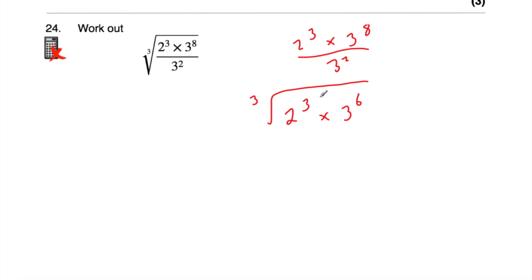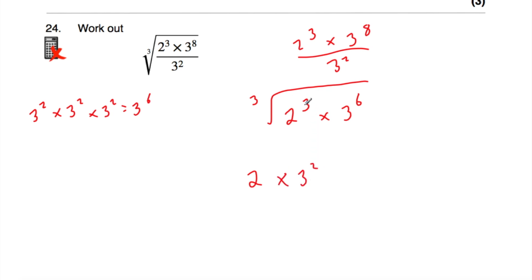So the cube root of 2 cubed, well, that'll just be 2. And then we've got 3 to the power of 6, and we're working out the cube root of that. So in other words, what do you multiply by itself and by itself again to get 3 to the power of 6? Well, that would be 3 squared, because 3 squared multiplied by 3 squared multiplied by 3 squared would be 3 to the power of 6. So that would be multiplied by 3 squared.